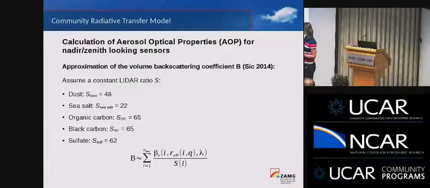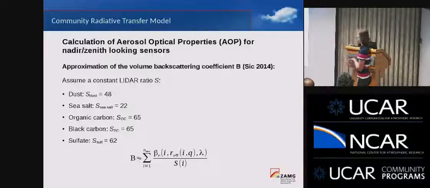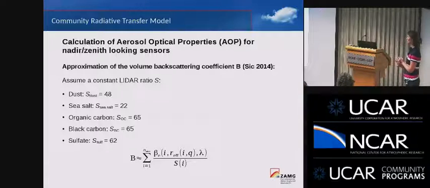And if you assume a constant LiDAR ratio and you already calculated the extinction coefficient, you can have an approximation for the volume backscattering coefficient. So we currently have two ways to get an idea about the volume backscattering coefficient, either using the aerosol phase function at 180 degrees, which has its weaknesses also, or we assume a constant LiDAR ratio and just knowing the extinction coefficient, which is much easier to model because it only depends on the mass extinction coefficient, dividing it by the constant LiDAR ratio, and then we have an approximation of the volume backscattering coefficient.